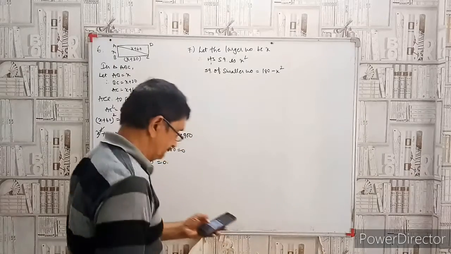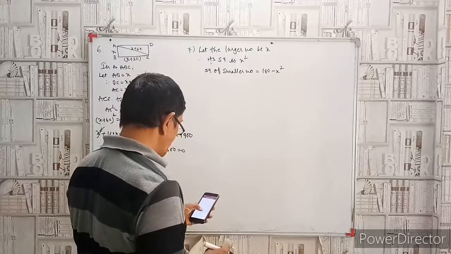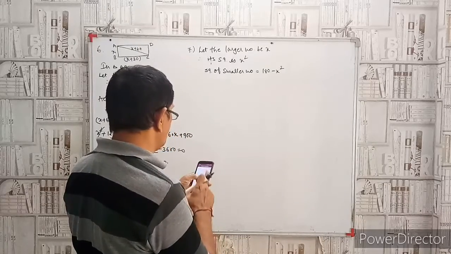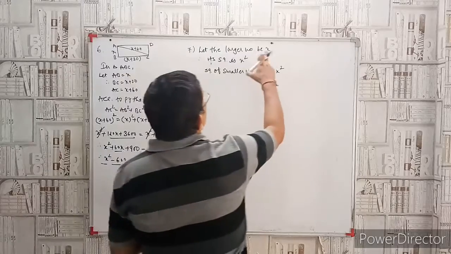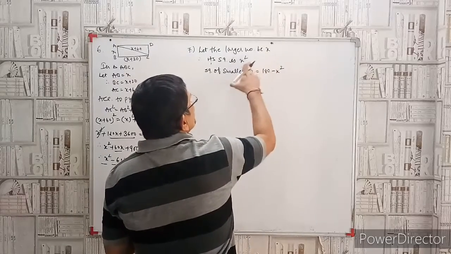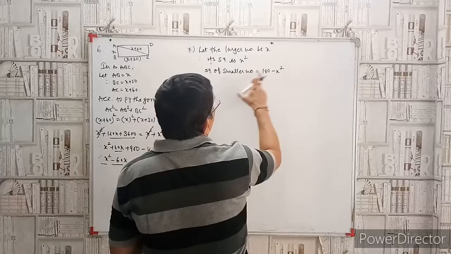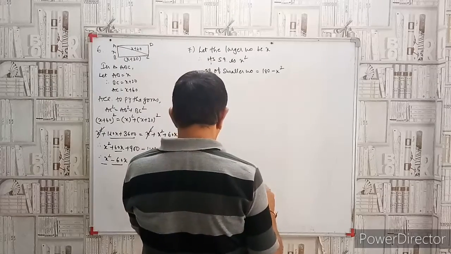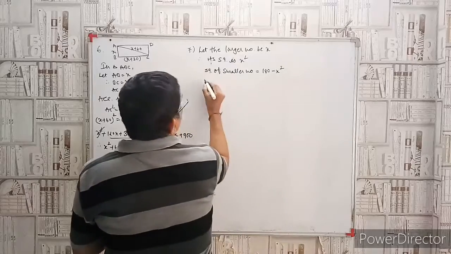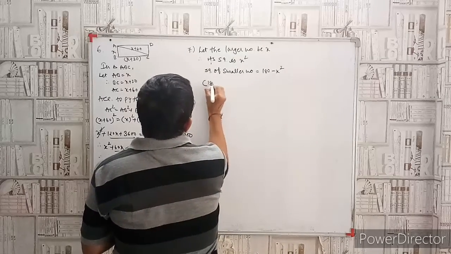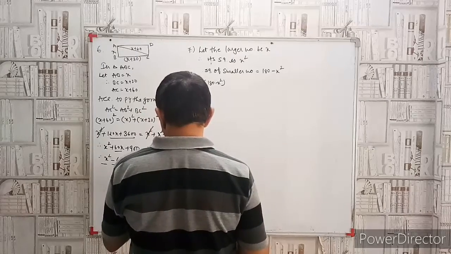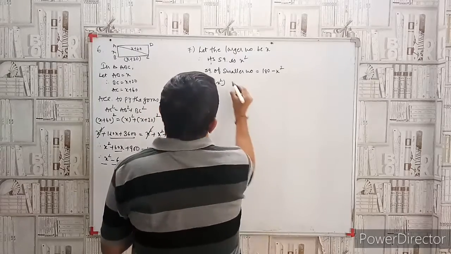Now, the difference of the squares of the two numbers is 180. If the first, larger number is x, its square is x square, so the smaller number's square will be 180 minus x square. Okay, the square of the smaller number is 180 minus x square. Square of the smaller number is 8 times the larger number.